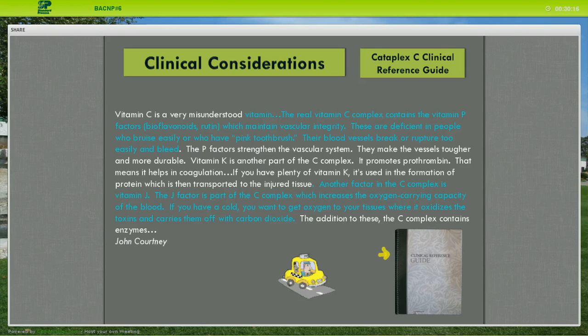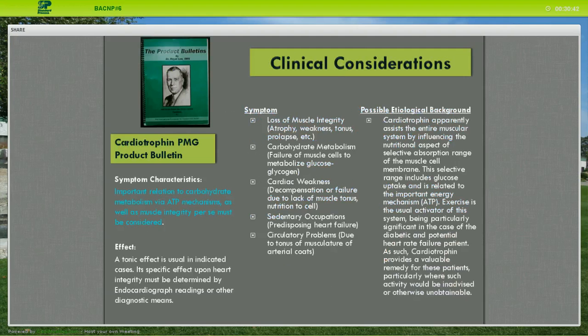A little further on it says another factor in the C complex is vitamin J. The J factor is part of the C complex, which increases the oxygen carrying capacity of the blood. So it gives you a more efficient taxi. If you have a cold, you want to get oxygen to your tissues where it oxidizes the toxins and carries them off with carbon dioxide. So important reasons why Cataplex C is very cardio friendly.